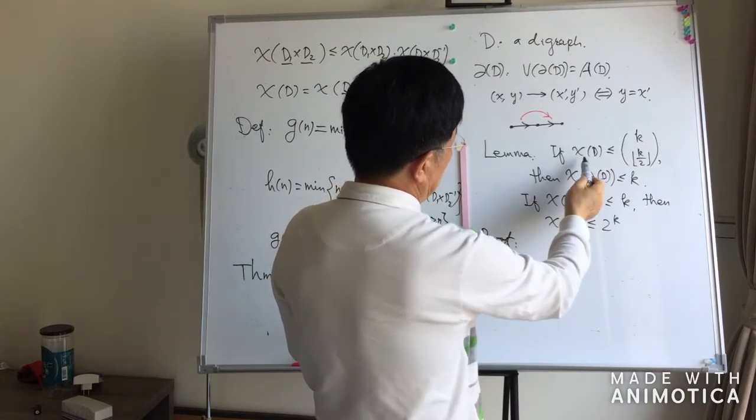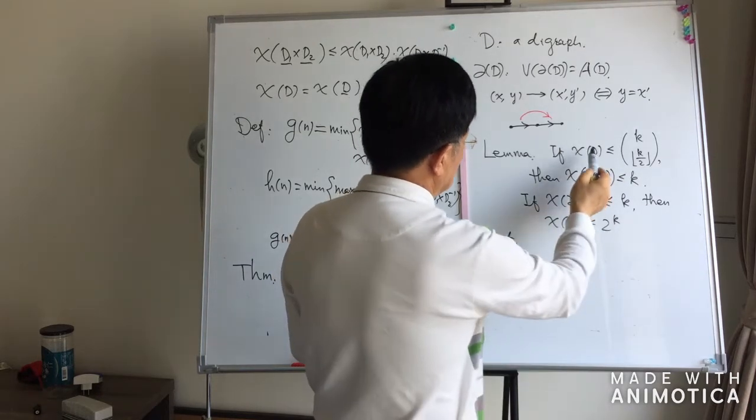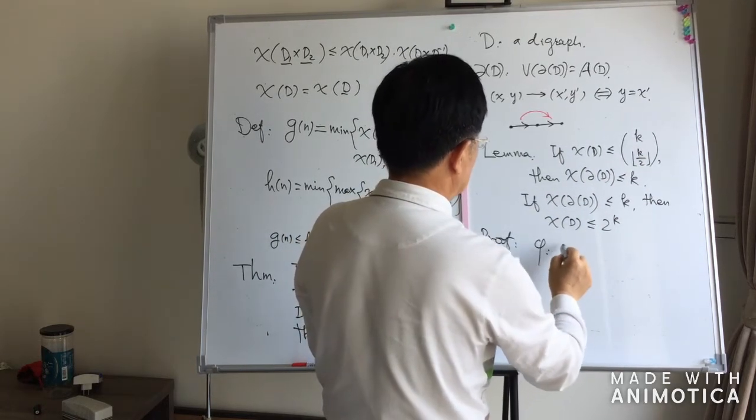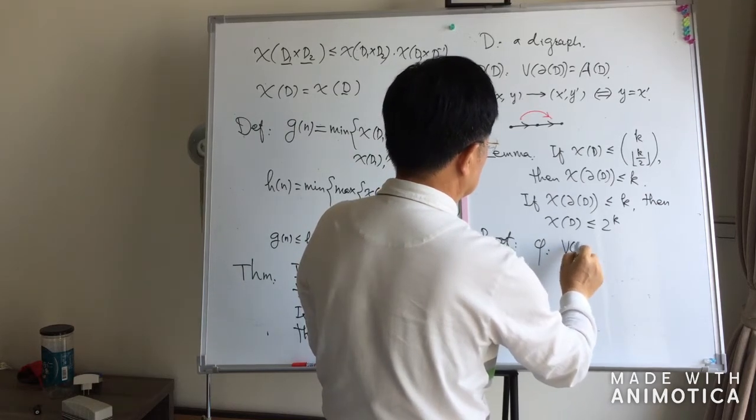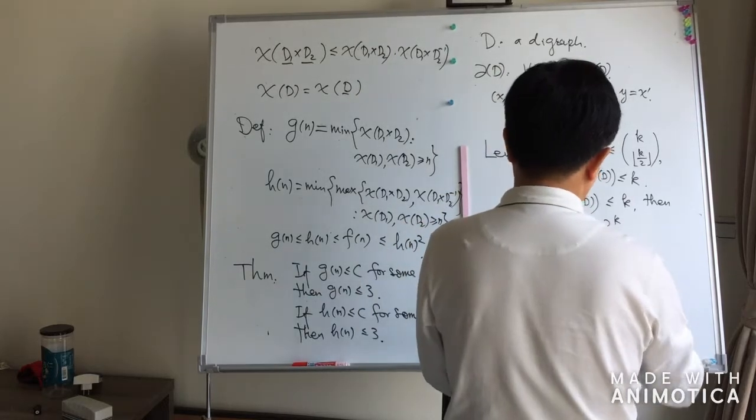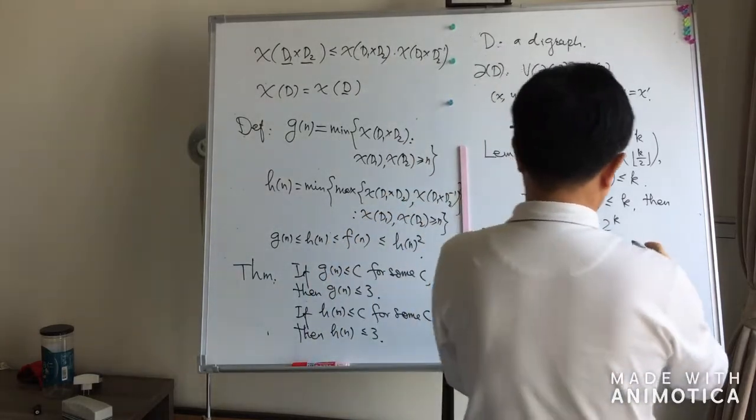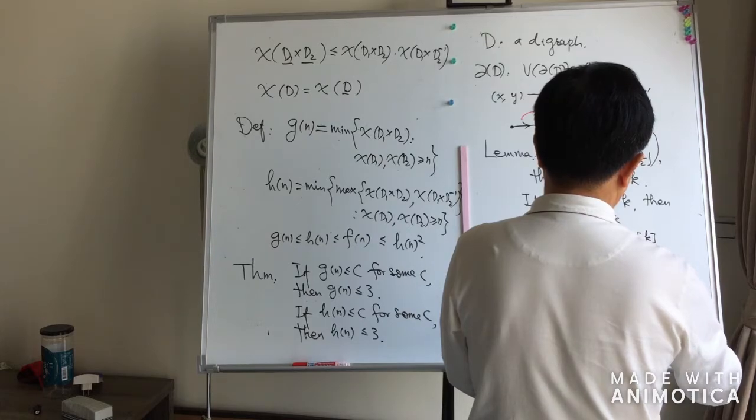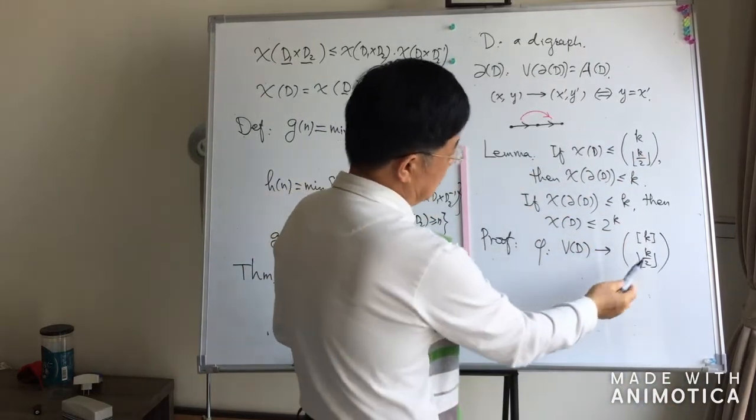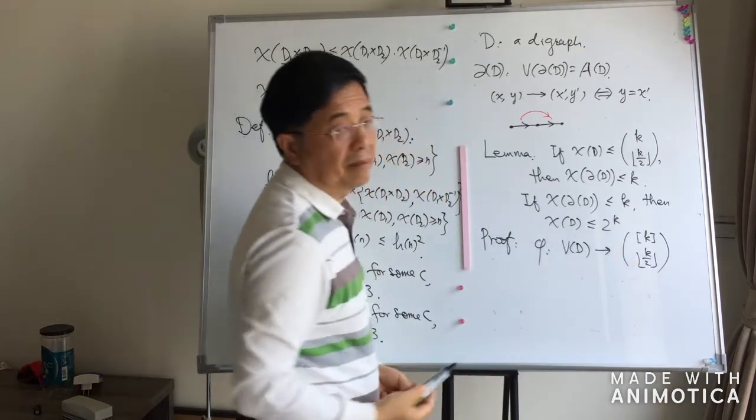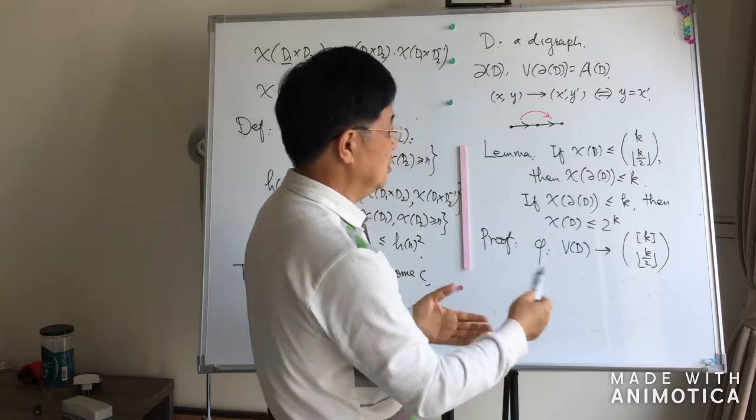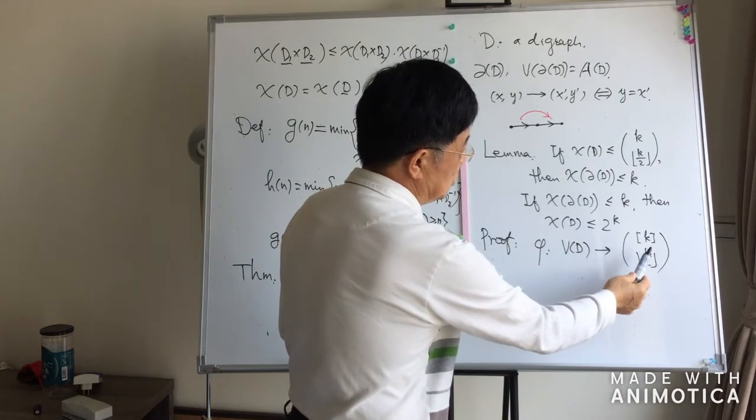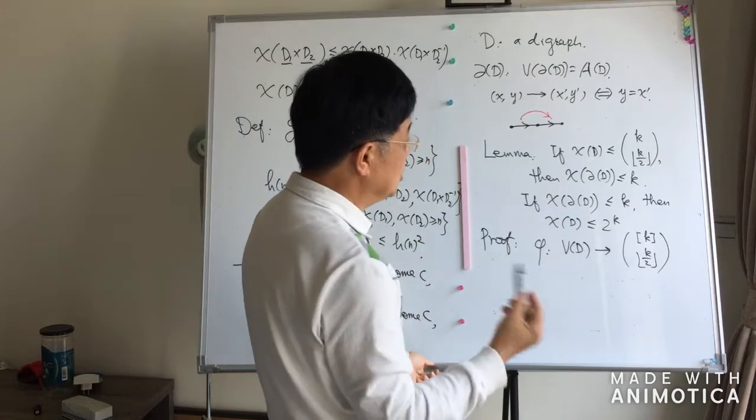So first, I take a coloring of this directed graph by colors from this set, using say phi from the vertices of D to this set. I use this to denote the set of all K over 2 subsets of K. So this is a set of K colors, and each vertex is colored by a K over 2 subset of this set. Right? So it's a proper coloring.